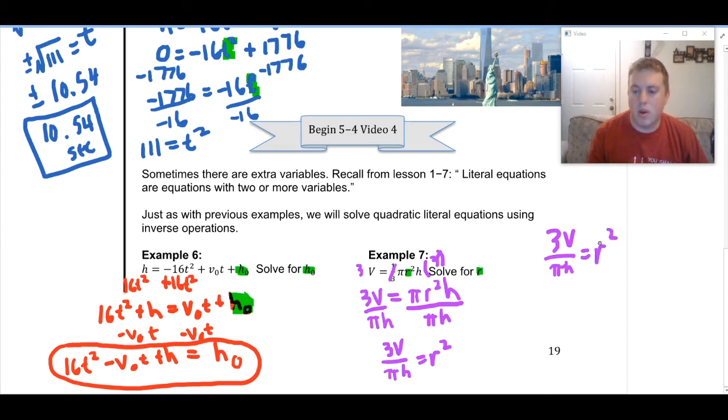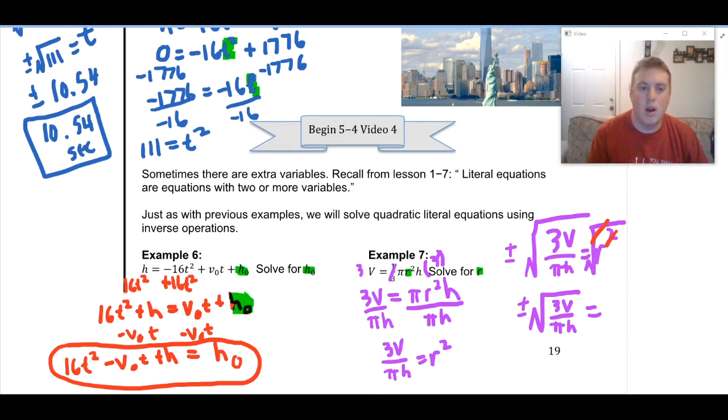Now notice we have the r squared all by itself, but we need to get rid of that squared. So to do that, just like we did in the problems that had actual numbers, we're going to take the square root of both sides. We're going to have to put the plus or minus square root in front of that left side. So we have plus or minus the square root of 3v over pi h. And then on the other side, the square root and the square symbol are going to cancel, and we're just left with r. So r would equal plus or minus the square root of 3v over pi h.